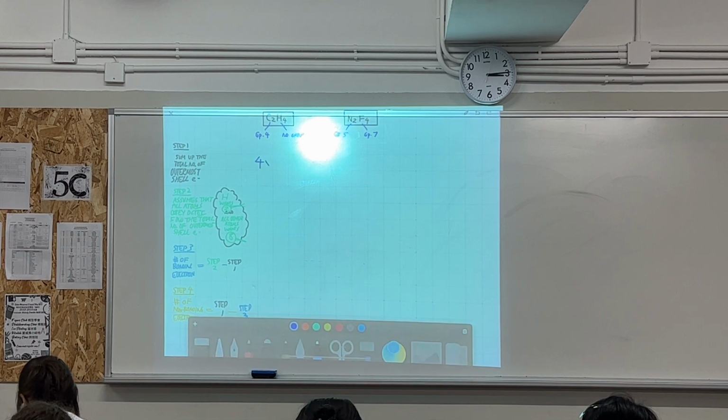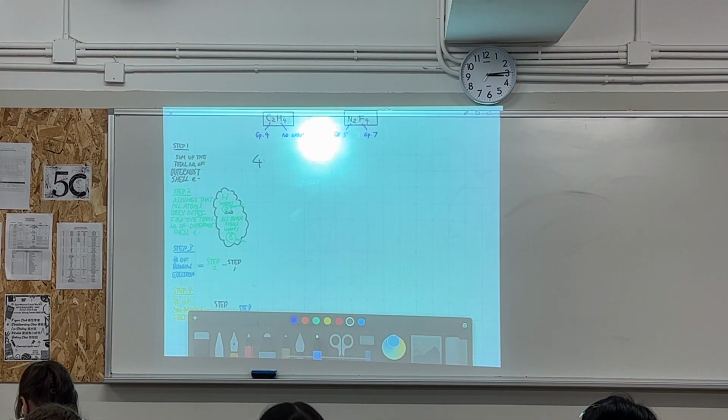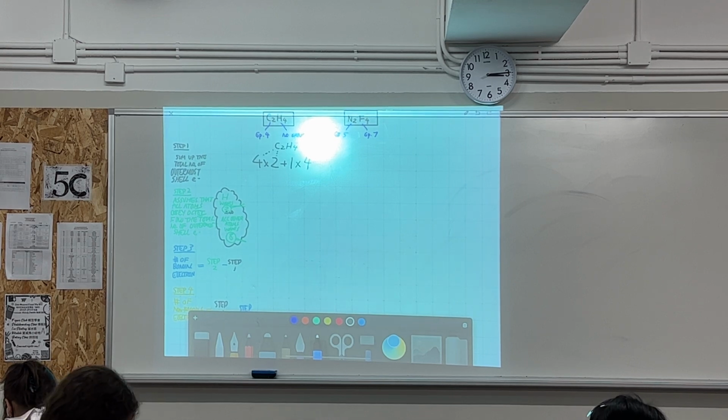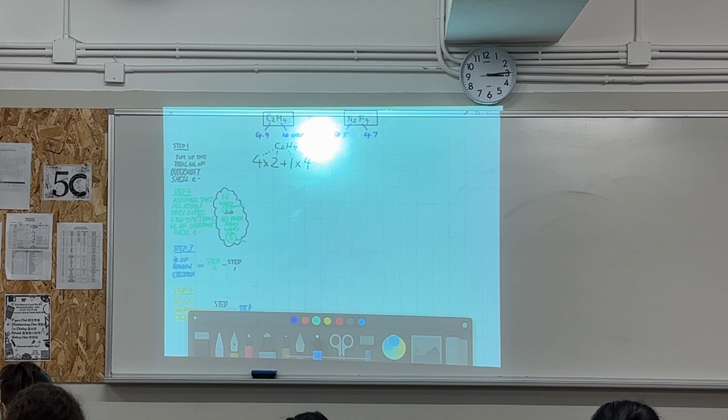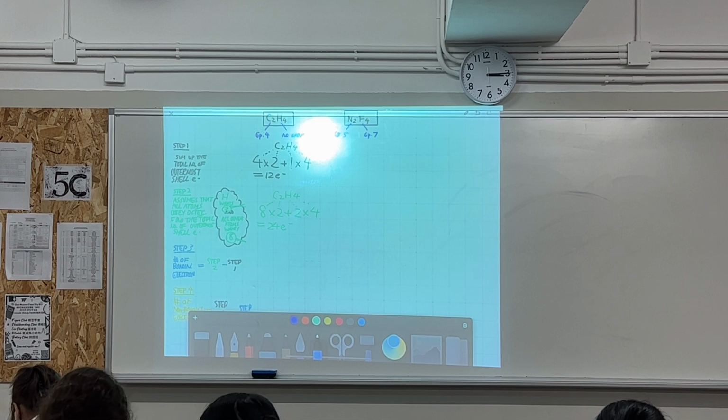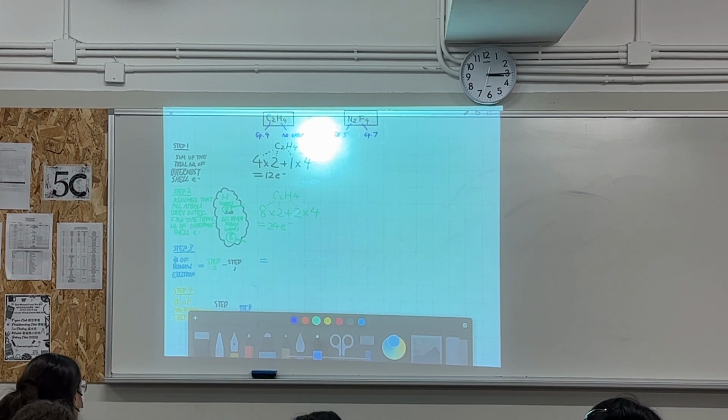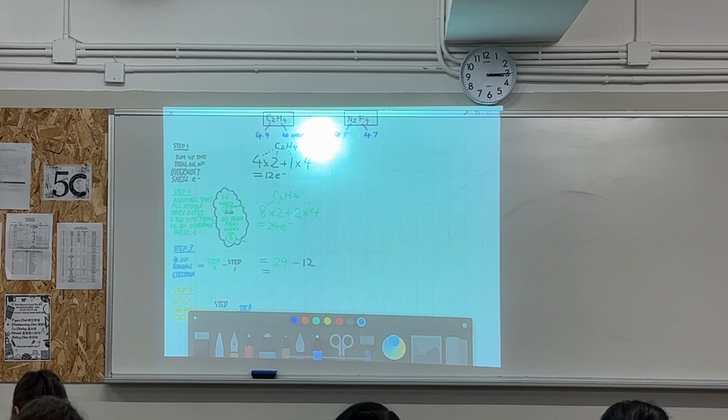So we have 4, let me write down the answer. 4 times 2 plus 1 times 4. So you can write this like this. C2H4. For the second step, we assume that all atoms obey the octet rule. So we have 8 times 2 plus 2 times 4. The first one would give 12, the second one would give 24. The first step would give 24 minus 12, which is 12 electrons, which translates to 6 bonds.